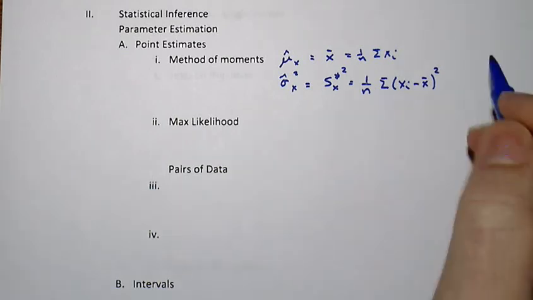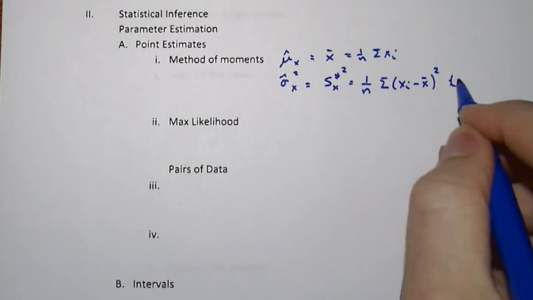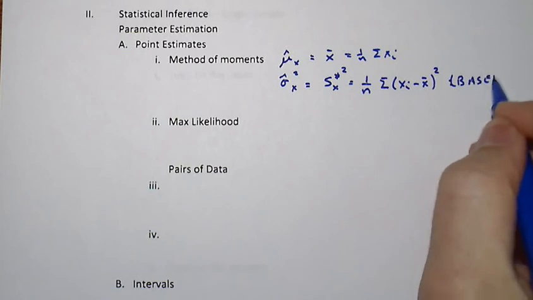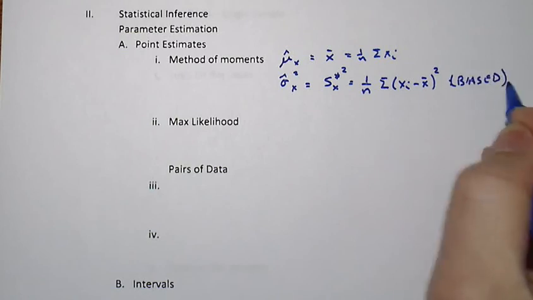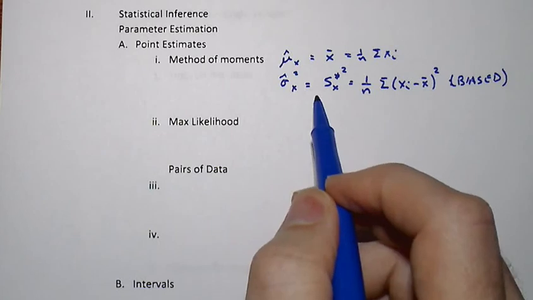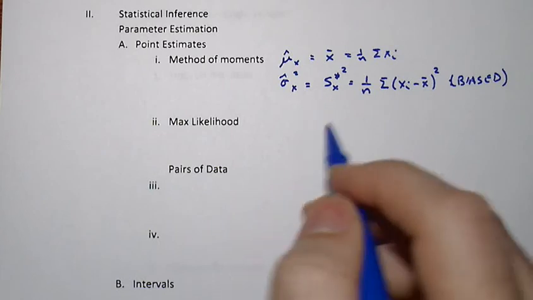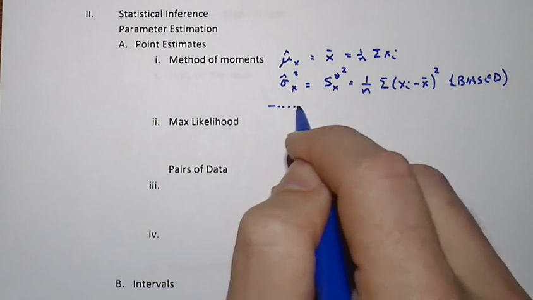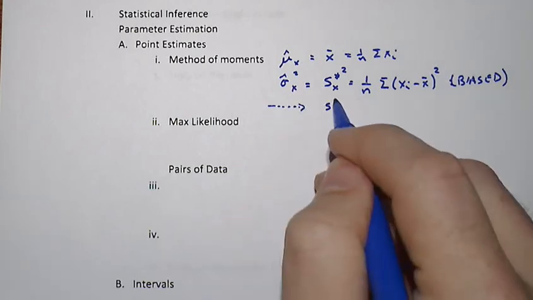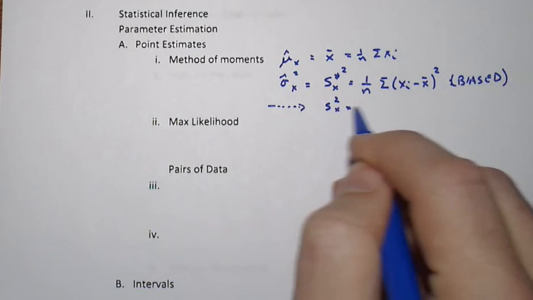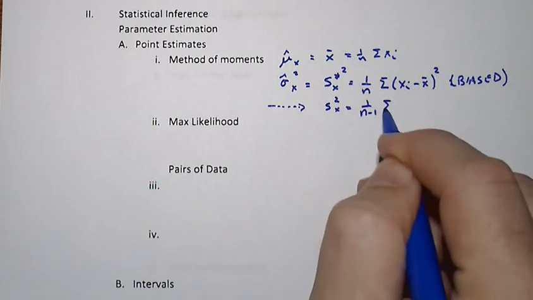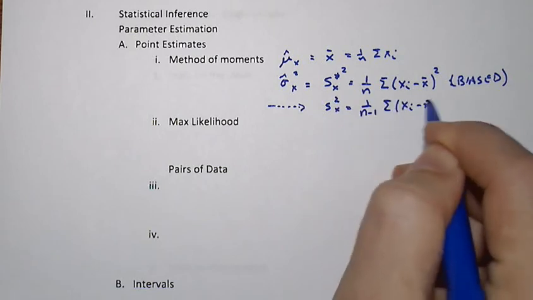And unfortunately, this was a biased estimator, which meant that the expected value of this was not exactly equal to the variance, and instead, to get an unbiased one, remember we had to use the sample variance that was defined with the 1 over n minus 1 approach.